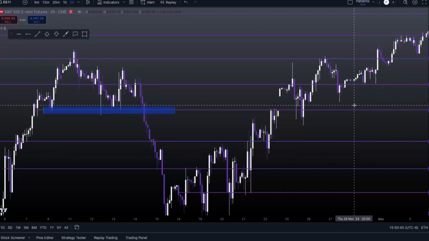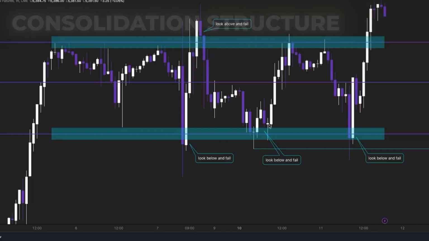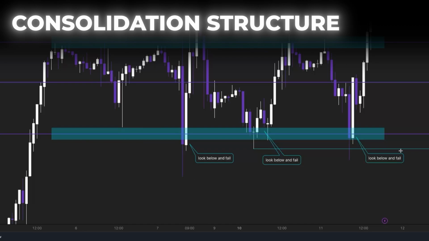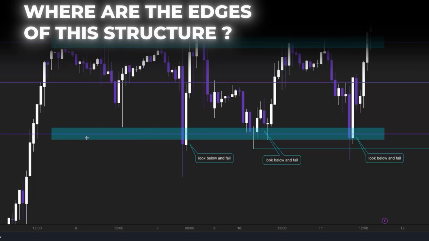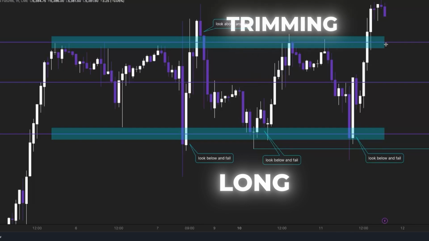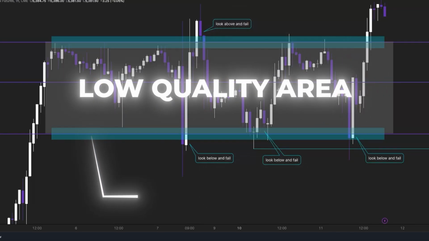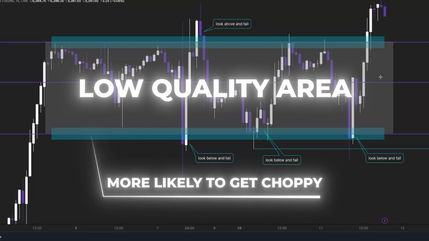And the other thing you need to understand is what is the current structure that we're trading in. So if we're trading inside a consolidation structure like this, I need to understand where the edges of this structure are. I want to be getting long near the edges, especially on traps below the base of the structure. Look below and fail, where price continues to revert back above this range low, I want to be getting long in these areas. I want to be trimming into these areas. I need to understand that if I'm in the middle of this area, that's a low quality area to be engaging. That's more likely to get choppy and trap me.